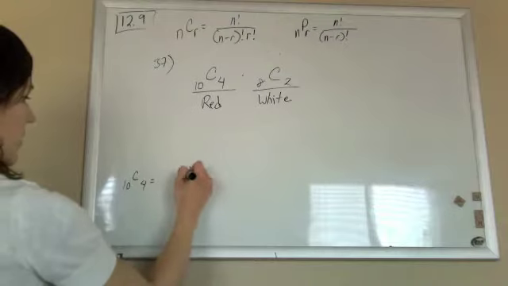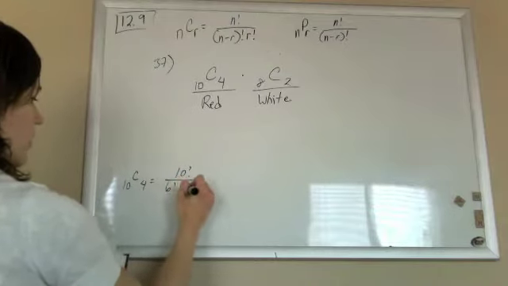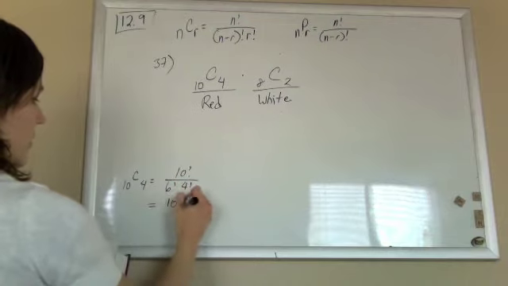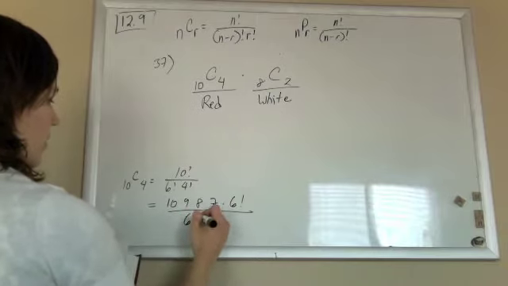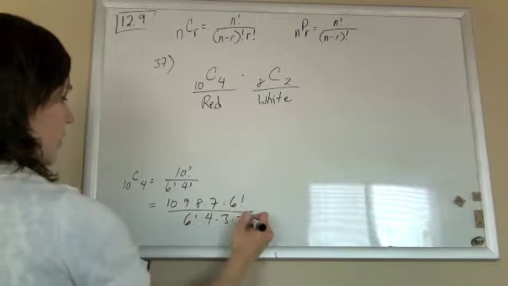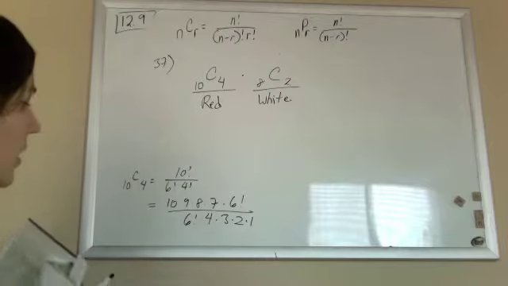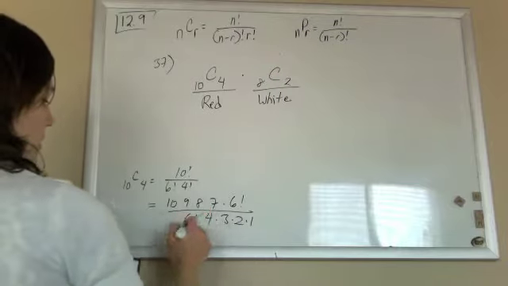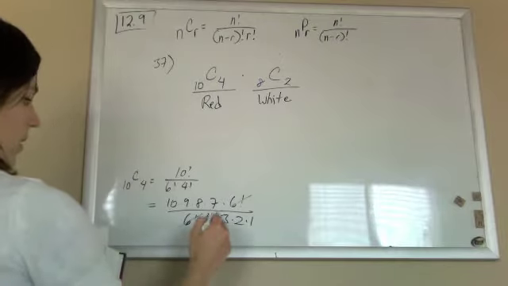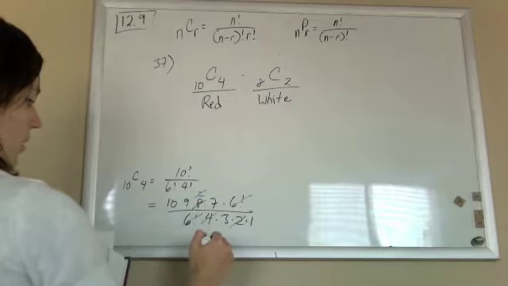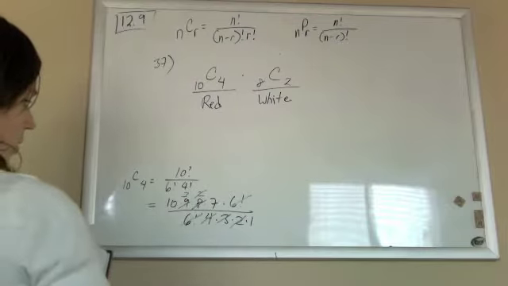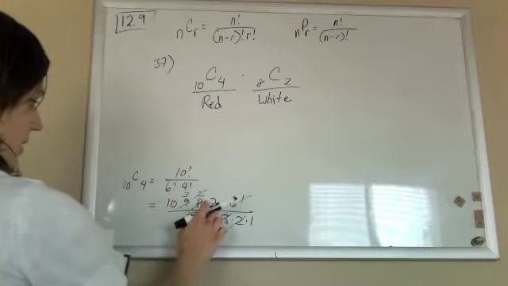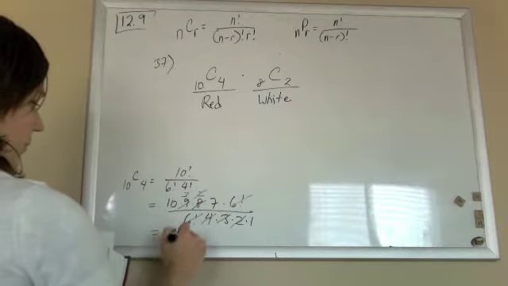10C4 would be 10 factorial over 6 factorial times 4 factorial, which is 10 times 9 times 8 times 7. Let the 6 factorial cancel with the 6 factorial, but you still have 4 factorial. Everything's going to cancel. 6 factorials cancel like we planned. Divide by 4, you get a 2. Let the 2's cancel. Divide by 3, get a 3 there. So 10 times 3 times 7 is 210.